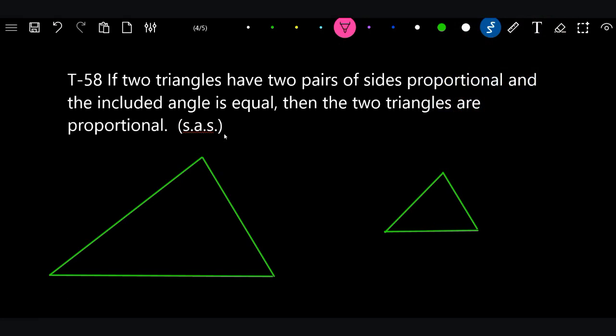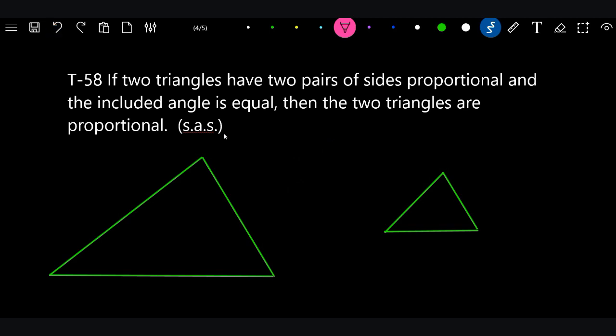If two triangles have two pairs of sides proportional and the included angle is equal, then the two triangles are similar, and that is called side, angle, side. Okay? Notice here again, these are small letters. It's not capital S-A-S, because that's talking about congruency. This is talking about small letter side, angle, side, and when it's small letters, it's talking about similarity. So that's the difference between the capital letters and the small letters. Just keep that in mind as we're going through these.